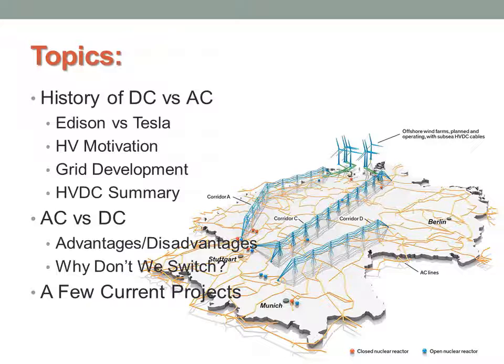This video covers a brief history of DC and how it relates to AC. Why did a high voltage motivate us to develop an AC grid, and where does that leave HVDC today? We'll then discuss the advantages and disadvantages of DC and offer some sample calculations. Why don't we switch if DC losses are lower? Lastly, we want to show you a few of the big HVDC projects happening around the world today.